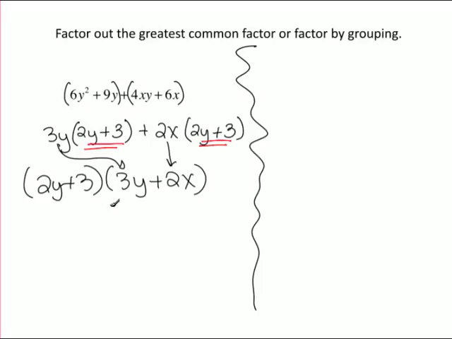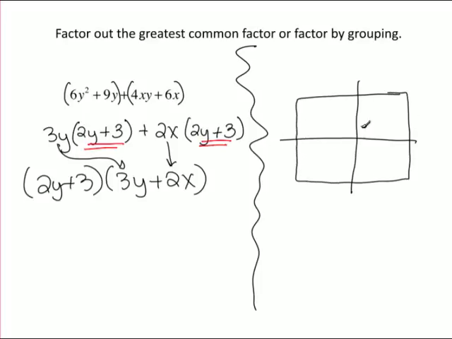The other method of factoring this is to factor by putting them in a box. We draw a box, and because we have 4 terms, we can use the box. We put the first term in the first box, 6y squared, the second term in the second box, 9y, the third term, 4xy, in the third box, and then the last term in the last box, 6x.